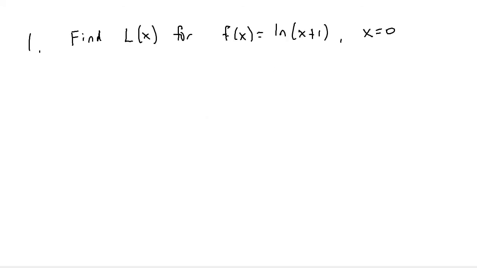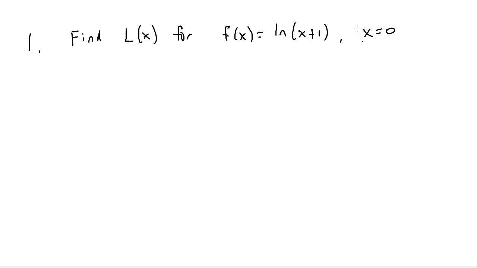So starting with number 1, it asks to find the linearization, and another way to write linearization is just L of x. So find L of x for y equals the natural log of x plus 1 at the point where x equals 0. When you find linearization, you need to find two things. You need to find the x and y coordinate, and you need to find the slope at the given point. So the easiest way is to start with the x and y coordinate.